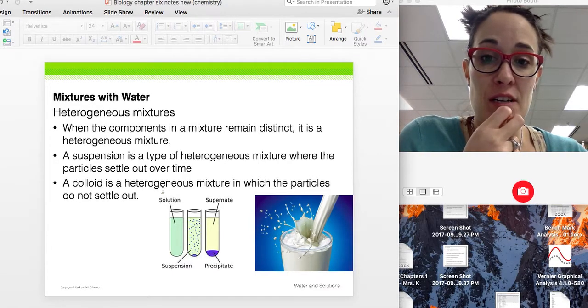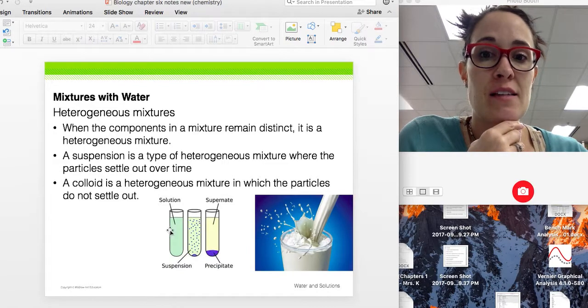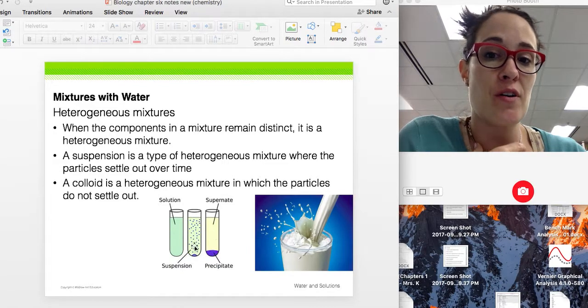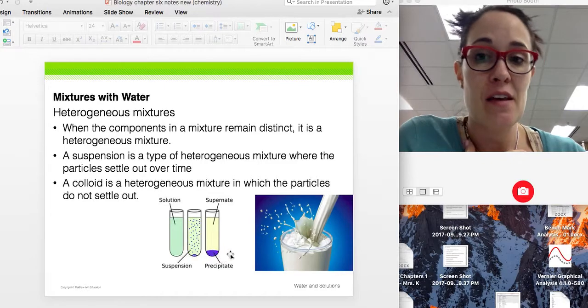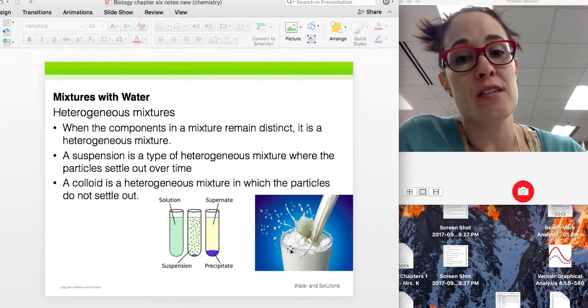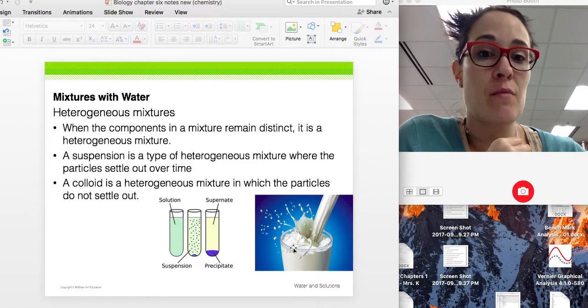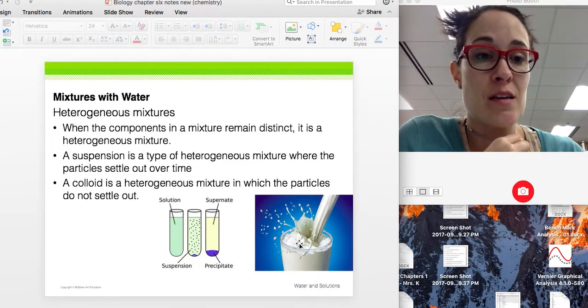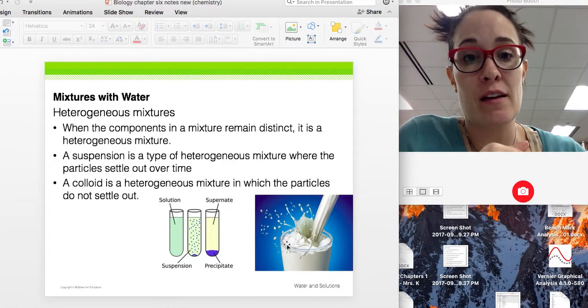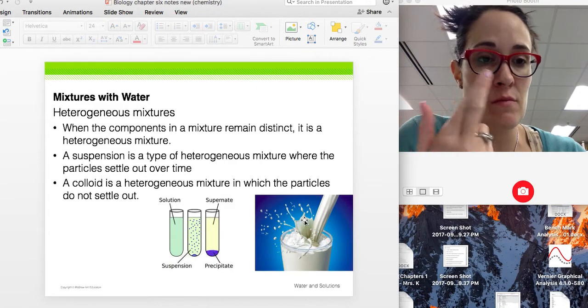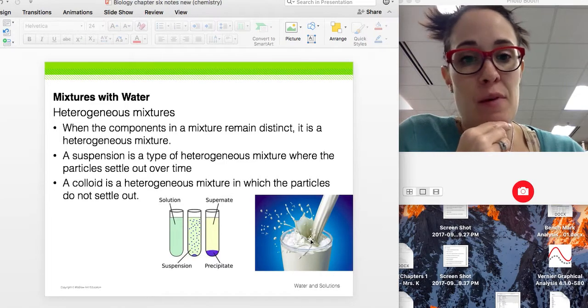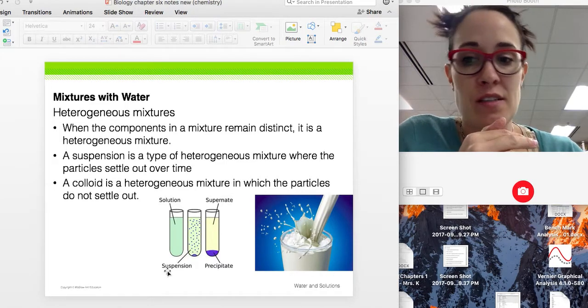So a suspension, and blood as an example, is a type of heterogeneous mixture in which the particles settle over time. Another example of heterogeneous mixture is a colloid, and milk is an example of a colloid. Milk protein is separate from the fat. They look mixed, but the milk doesn't mix with the protein, but they don't settle out. So that's a colloid.